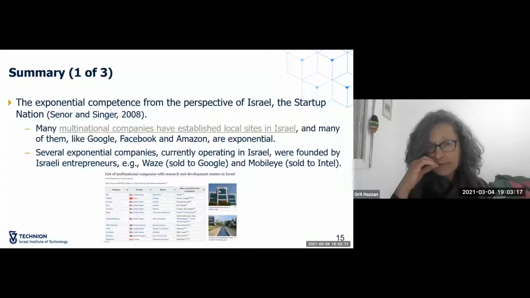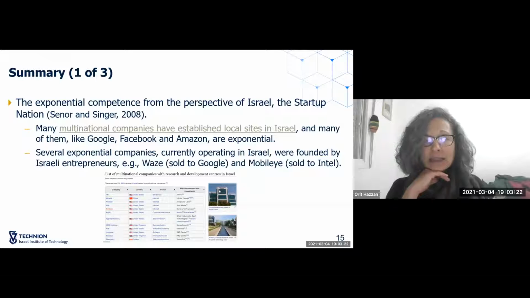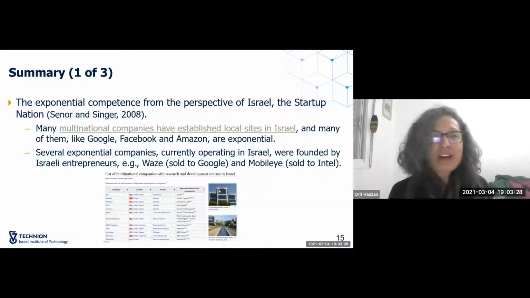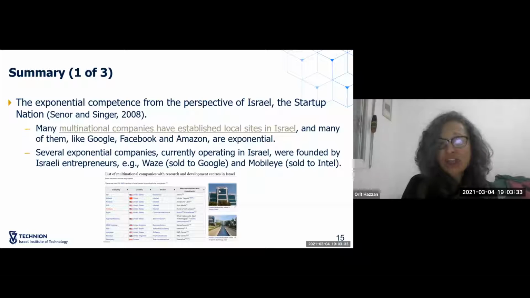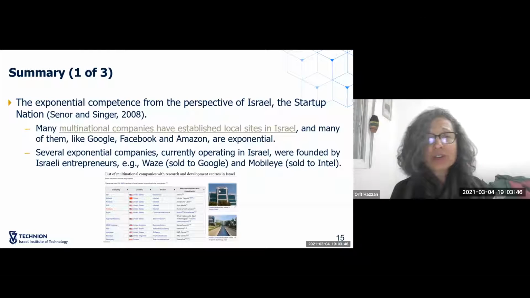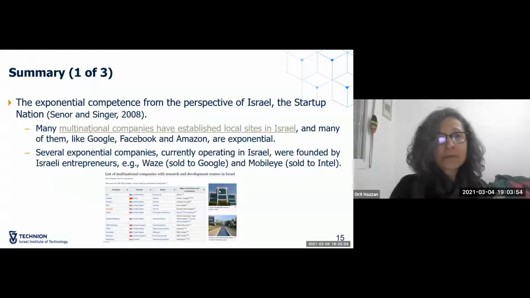And finally, several comments about the place in which the study took place, Israel, which, we know, is a startup nation. So first of all, many multinational companies have established local sites in Israel, and many of them, like Google, Facebook, and Amazon, are exponential. Several exponential companies currently operating in Israel were founded by Israeli entrepreneurs. For example, Waze, which was sold to Google, and Mobileye, which was sold to Intel.